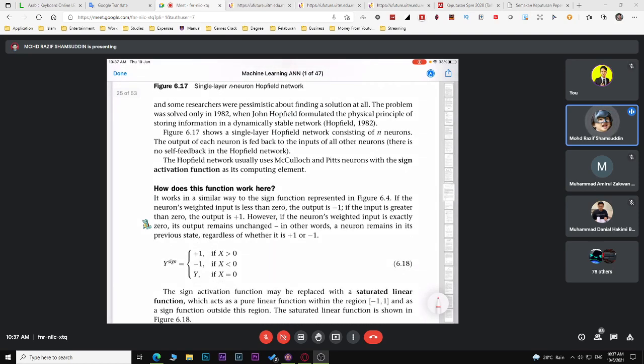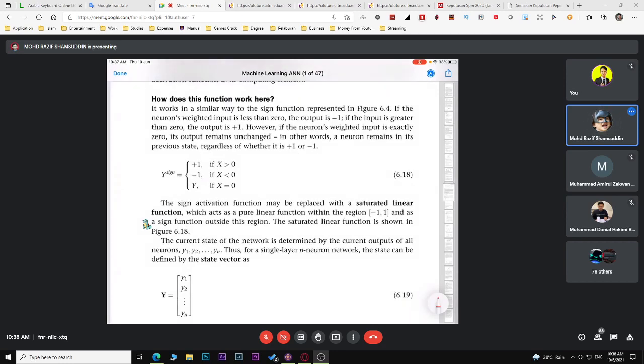Okay, what are the activation used in a Hopfield network? Right? So in a Hopfield network, the activation function used is sign activation. Okay. Normally, your sign activation is this one. It's this part. Alright. So I will give you an example because in Hopfield network, most of the input and output are designed in a matrix format. Alright, matrix format tu macam ni lah.